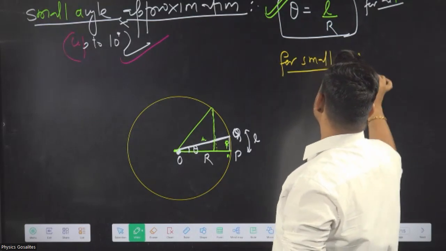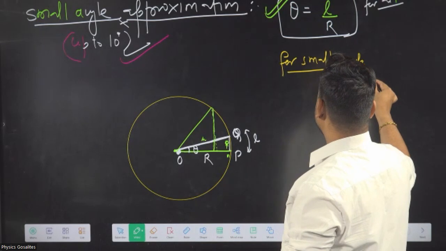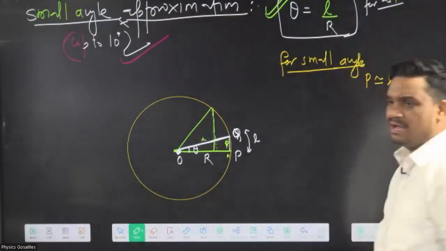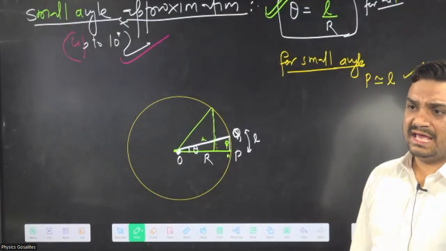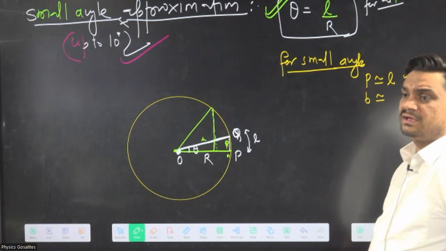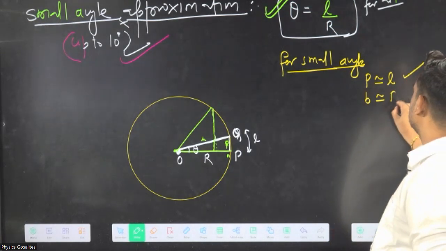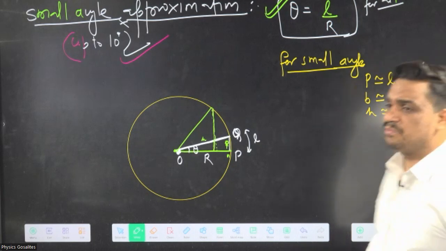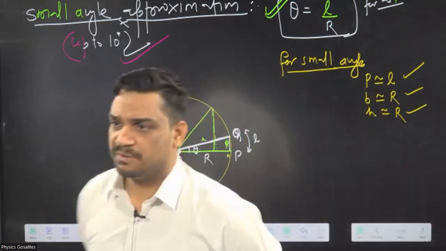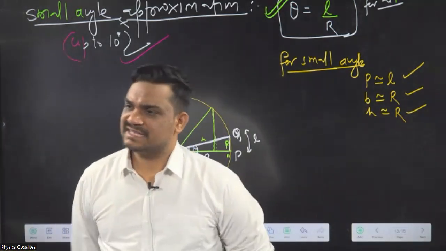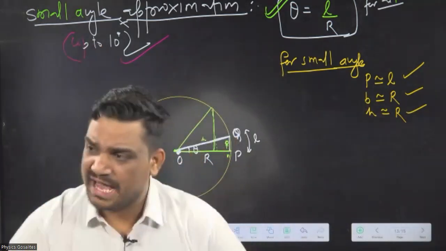Now tell me, for a small angle, P almost equal to L. Is there any problem in this one? Perpendicular almost equal to L, and base almost equal to R, H also equal to R. In these three things, if you have a problem, tell me fast. Otherwise, the game is over here. H will be similar to R.